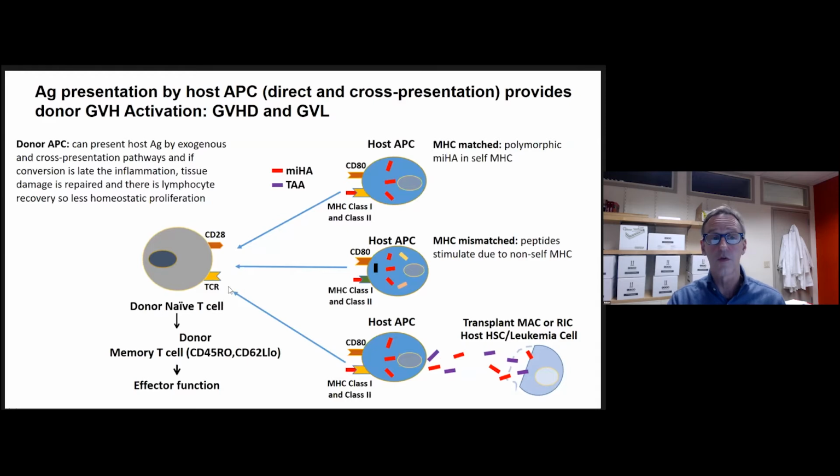And this does induce a robust response. It's unknown, but at 4 weeks, 8 weeks, 12 weeks after transplant, the host APCs are replaced by donor APCs. By that time, the tissue inflammation and damage have been repaired, so there aren't a lot of peptides floating around in the extracellular matrix. Lymphocyte recovery has been established, so there's no drive for any engaged T cell to undergo homeostatic proliferation. The donor APCs are only presenting self-polymorphic minor histocompatibility antigen to self, so it won't stimulate much of an immune response unless there's some way to pick up peptides and do cross-presentation.